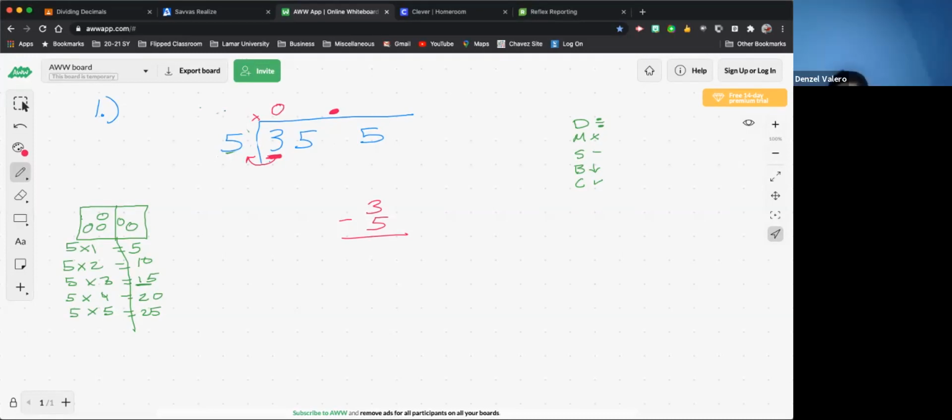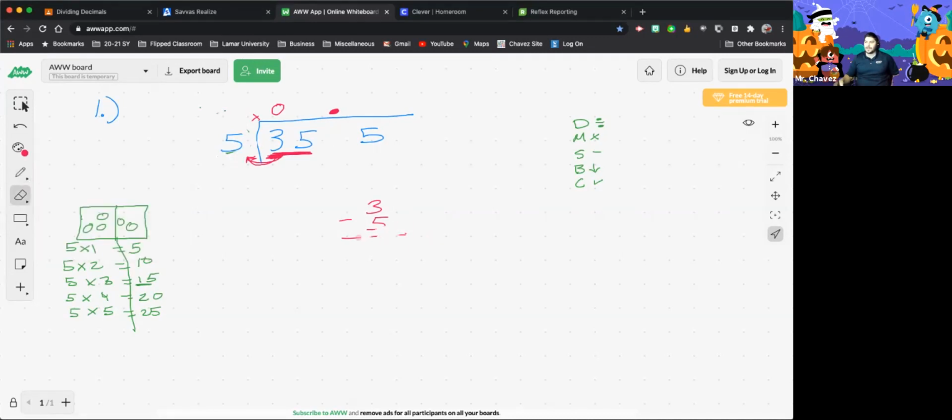You just put a 0 on top and then you slide down. So now you're looking at 35. Is 35 bigger than 5? Yes. So now you can do that. So now you got to look at your dominoes and you try to find a number that's closest to 35. The biggest number we have is 25.